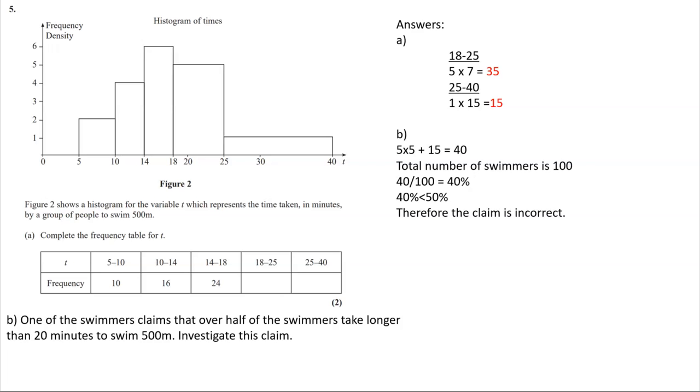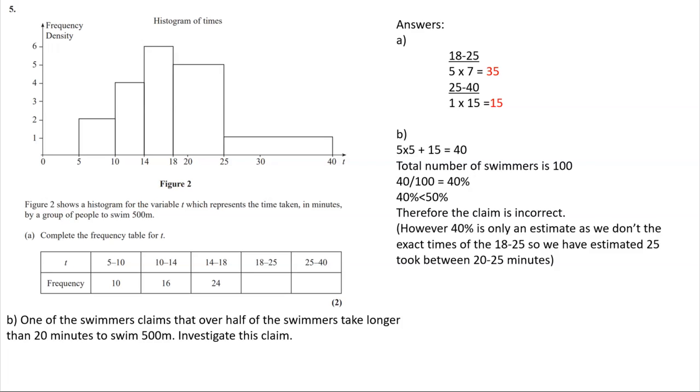We could technically argue that because we don't know how the data's spread, there is potential that all of the people in the 18 to 25 group all took over 20 minutes. So there is a potential to argue that it could be exactly half, if the data wasn't evenly distributed, but we'd assume that it is. So for our estimate of 40%, it's highly unlikely that all 35 of them took 20 minutes or more out of that 18 to 25 group.